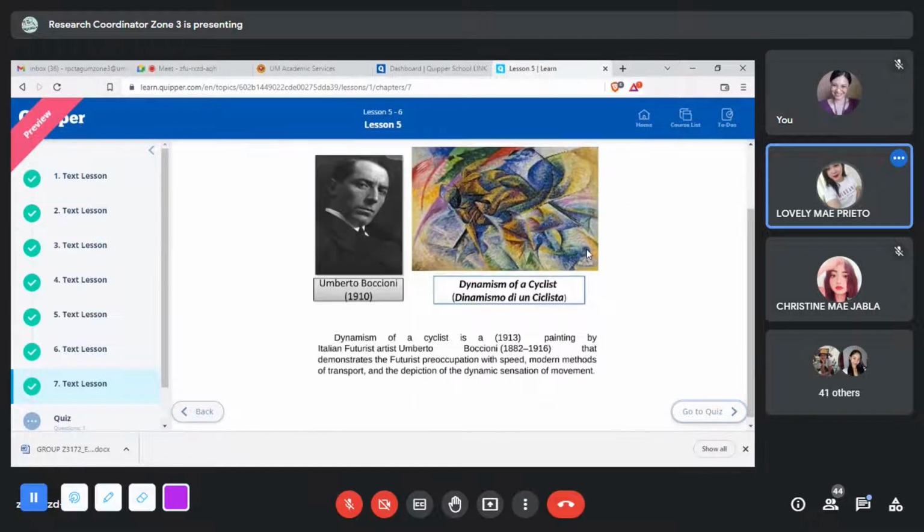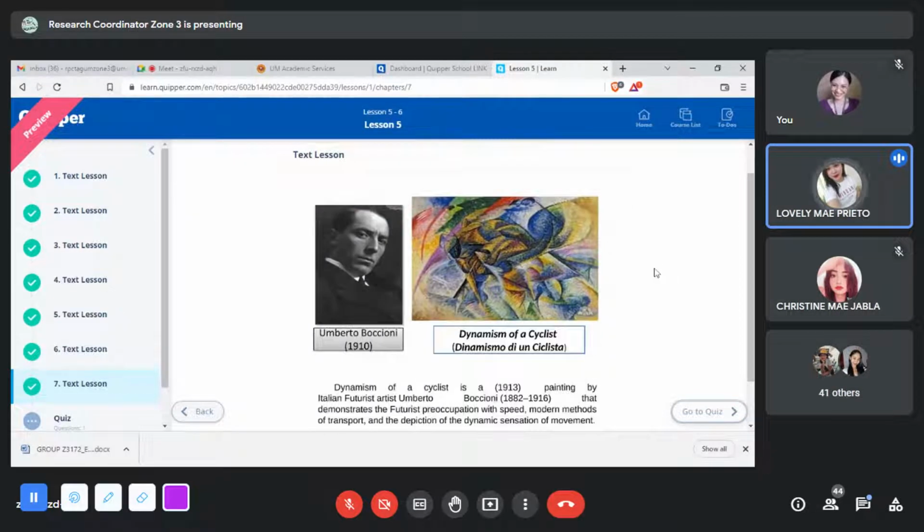Next, we have Umberto Boccioni. This is his work, The Dynamism of a Cyclist, where the painting demonstrates the futuristic preoccupation with speed, modern methods of transport, and the depiction of the dynamic sensation of movement. Pas na karon. Actually, it's true. If you're working and you really have a lot of things to do, you did not know, hala, alas 4 na diay, my God, hapit na alas 5, ugma na pod, lahi na pod ang day. Everything is working and moving fast.